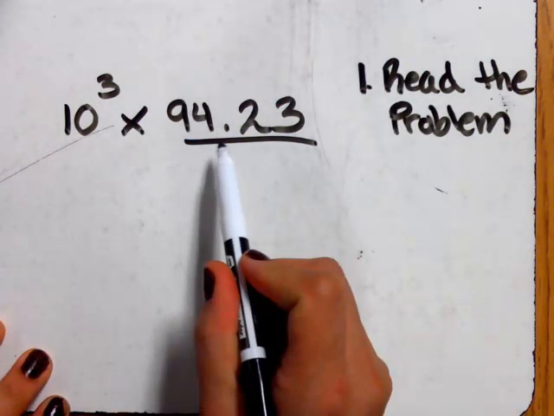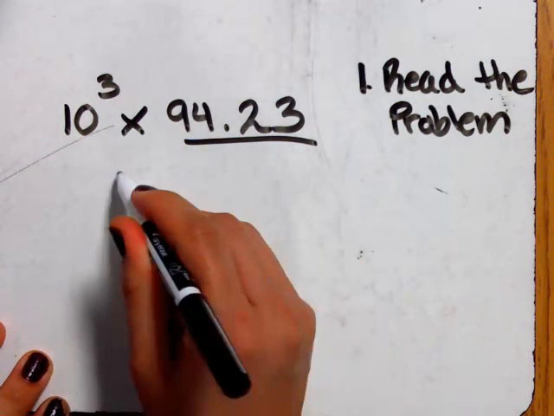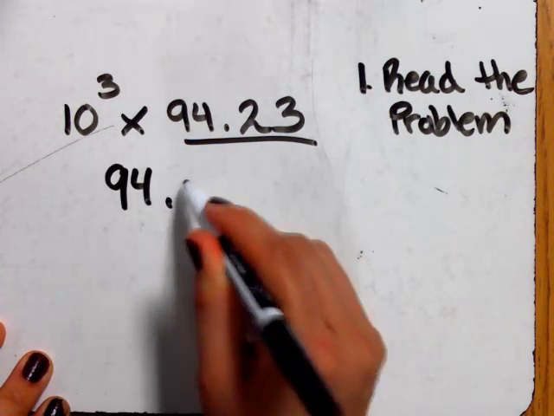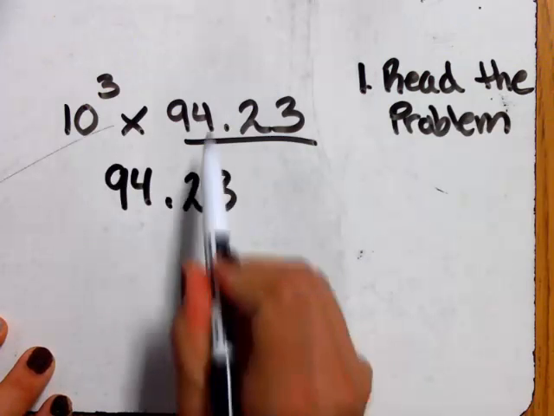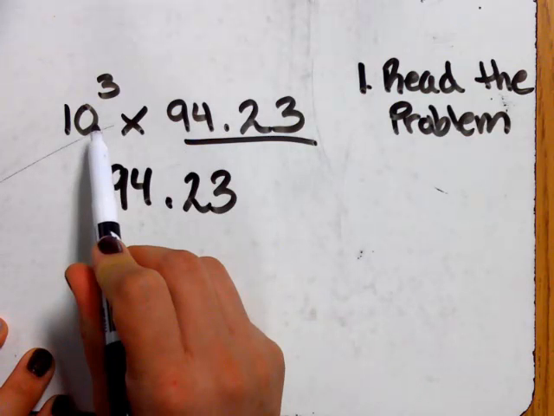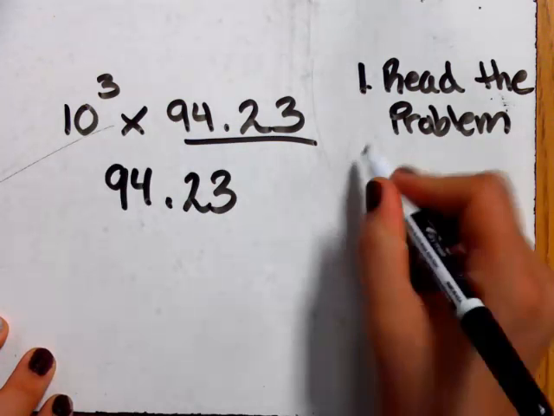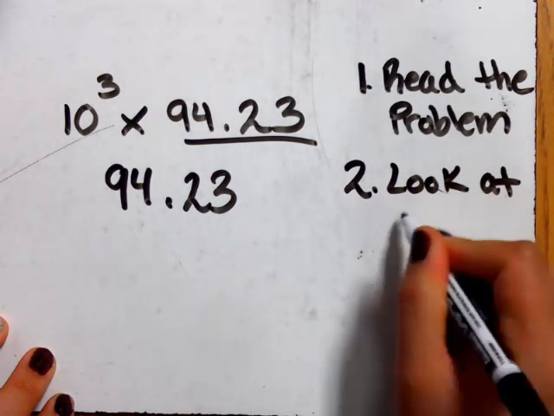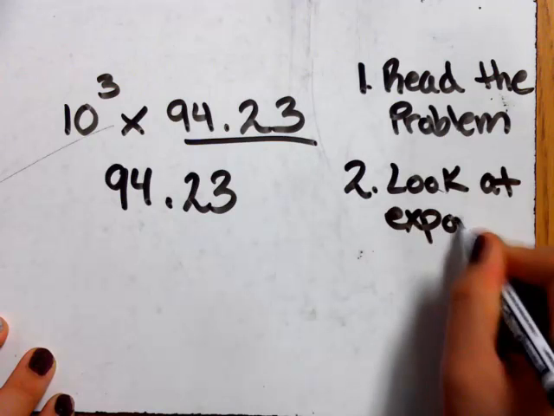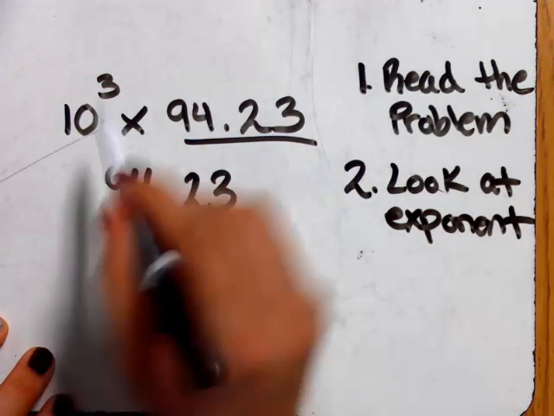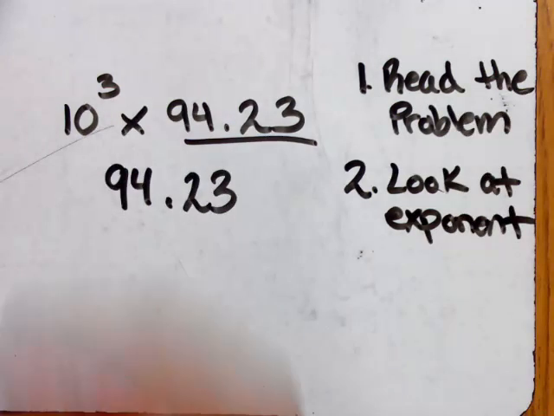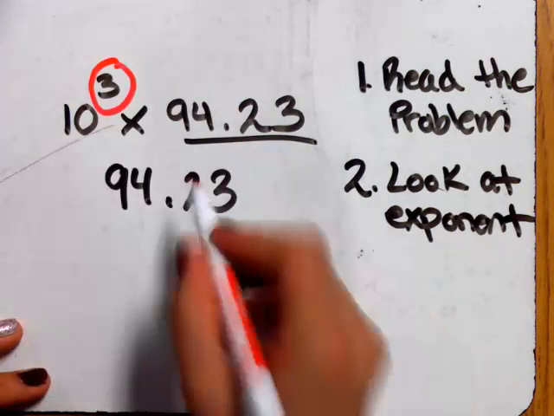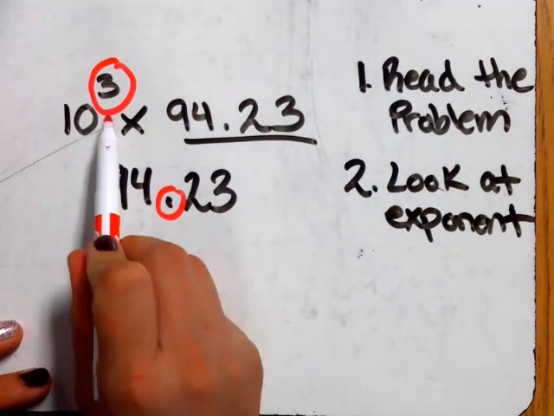So what I tell my students is to rewrite this number down here so you have space to work. So we've read the problem. We know that we're making this number bigger by the exponent over here. Now step number 2 is to look at the exponent. And I can see here that my exponent is 3. So I'm moving this decimal 3 places.